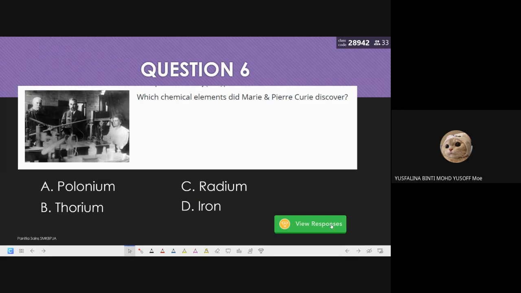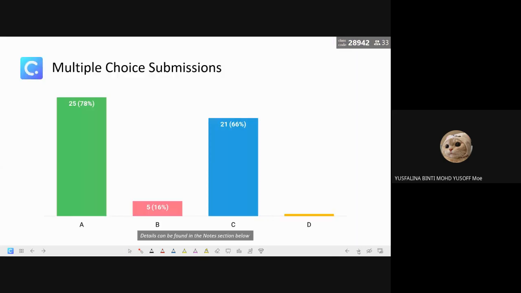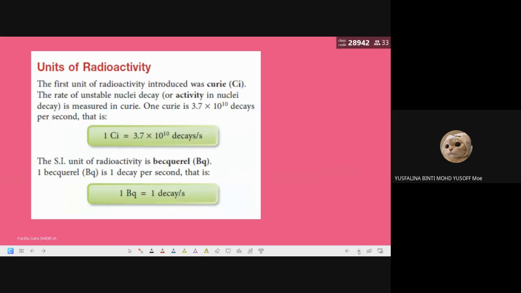Okay, so what's the answer? It is actually polonium and also the radium. So this is the chemical elements that Marie and Pierre Curie discovered. And also the sad thing is both of them died because of too much exposure to the radioactive substance, right? Okay, so we move on to the next part, the units of radioactivity.